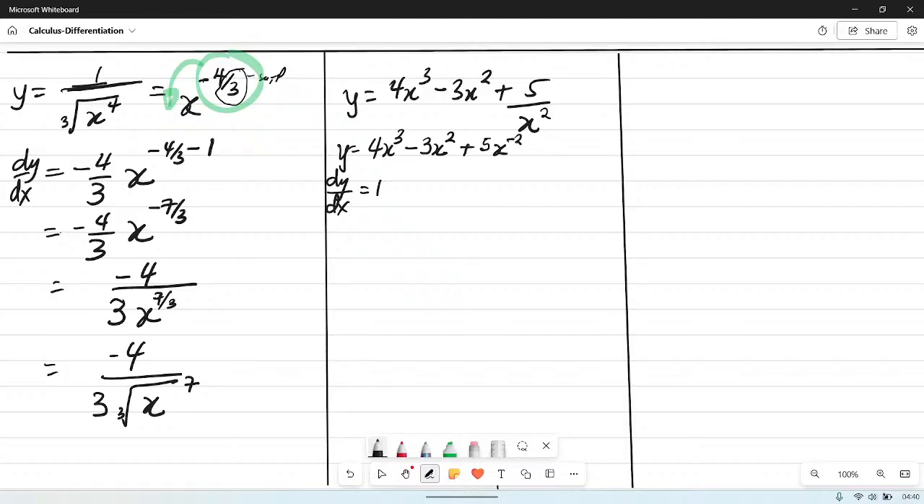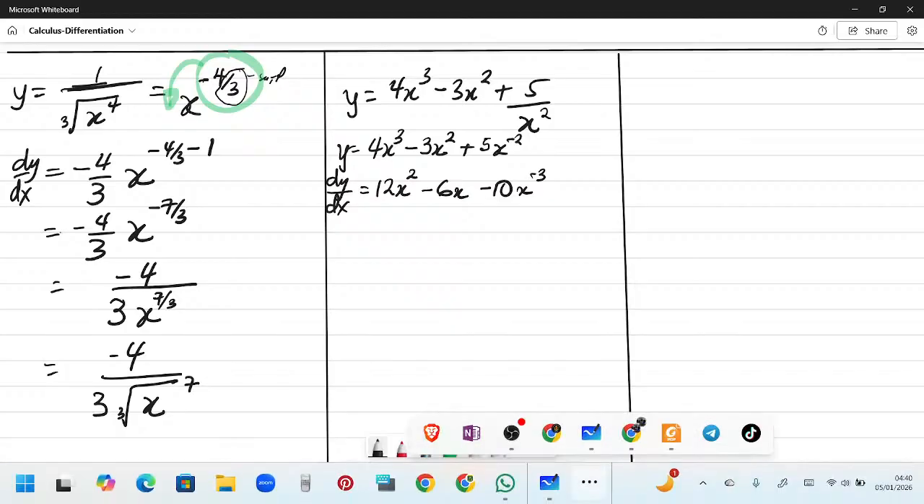So 4 times 3 becomes 12x. Then you subtract 1 from the exponent. 3 times 2 becomes 6x. Subtract 1 from the exponent. This becomes negative 10x to the negative 3, so subtracting 1 from the exponent. I said you do that thing yourself. I've done it for you.